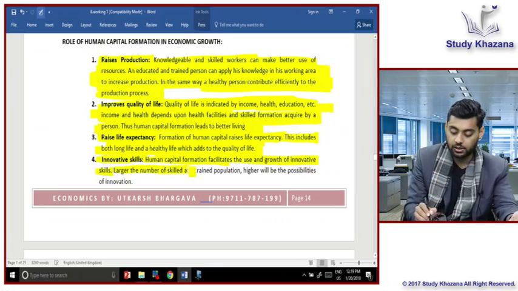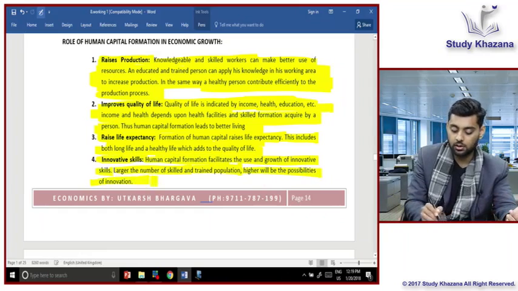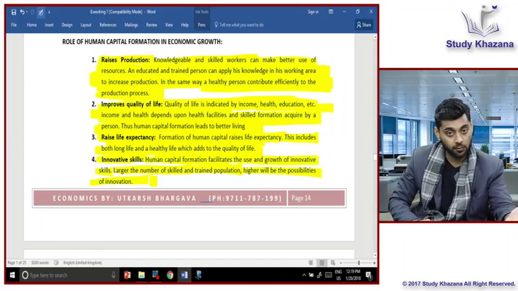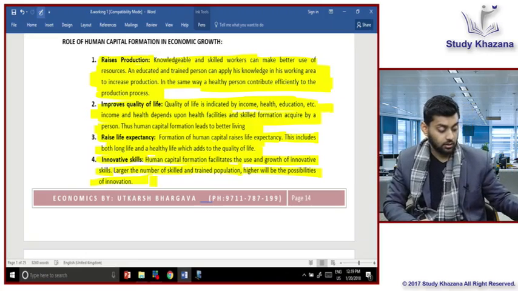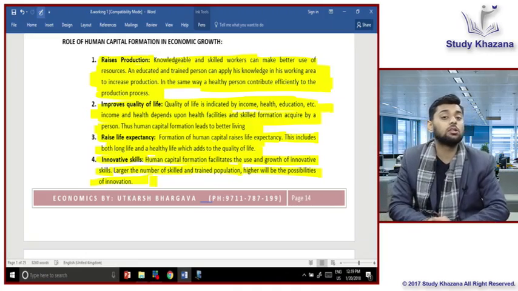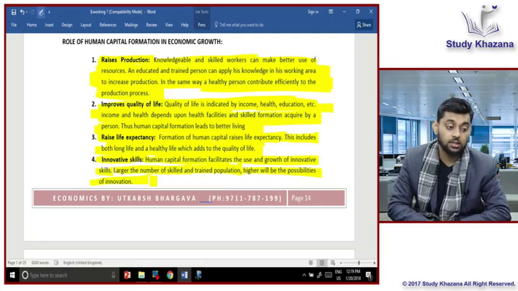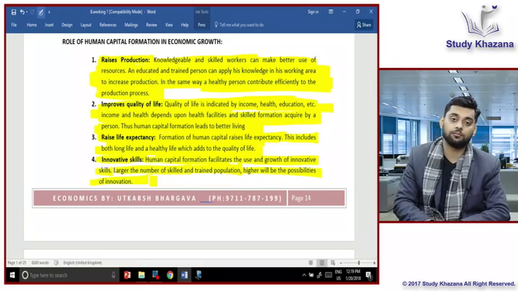Larger the number of skilled and trained population, so जितने ज़्यादा आपकी इकोनॉमी में skilled और trained population होगी, higher will be the possibilities of innovation. उतने ज़्यादा chances किसके होंगे? Innovations के, inventions के आपकी इकोनॉमी के अंदर. Like कभी आपने ये वाली बात नोटिस करी है कि जापान में इतने इन्वेंशंस क्यों होते हैं? Yes, देखा जाए तो जापान is the hub of invention.